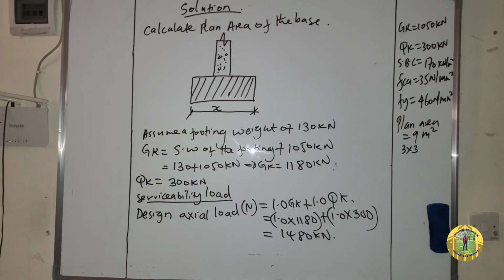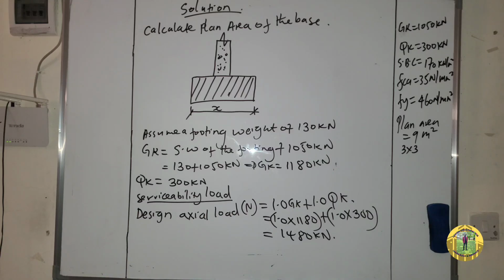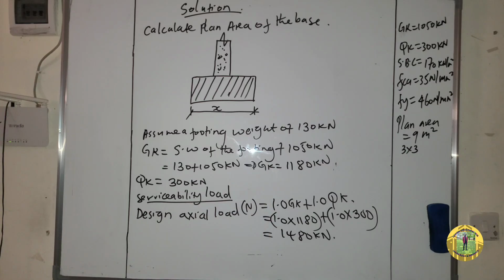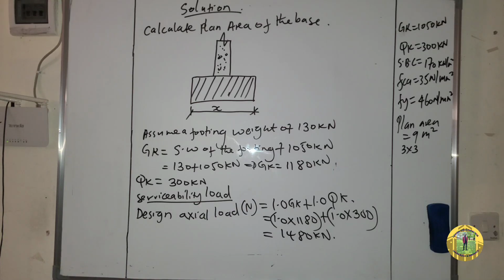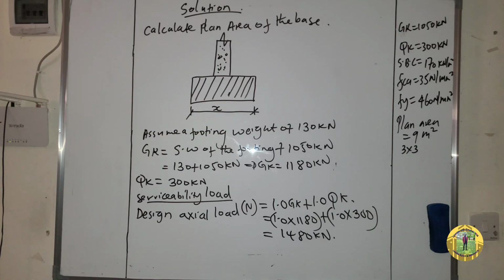So in the introduction to foundation design, I forgot to give you this formula, the design load, which is N. So this design load is given by 1.0 GK plus 1.0 QK. And this N is used to calculate the area of the footing. So let's proceed.